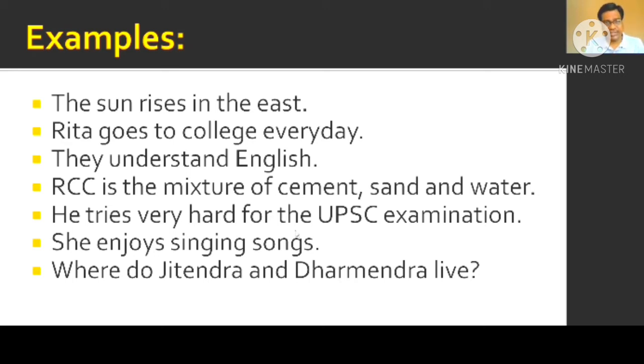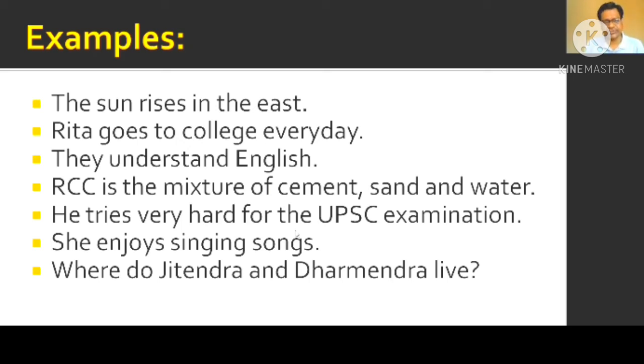So you say, he tries very hard for the UPSC examination. Until and unless you put in your very sincere hard efforts, you will not be able to qualify such difficult examinations. Actually, there is nothing called difficult. If you are well prepared, the examination will be easy for you. And if you don't prepare and go for the exam, you will not be able to answer the questions, and then it will be difficult for you. Anyway, it is all about your own perception and attitude.